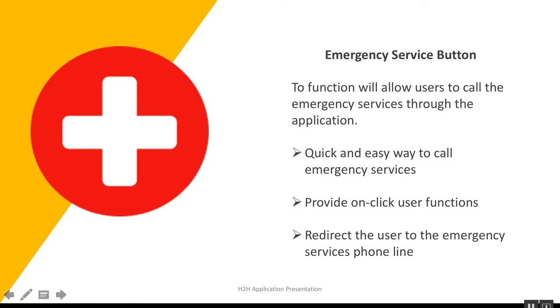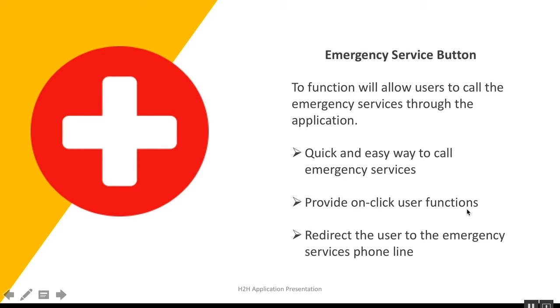I'm gonna talk about the emergency call button. It's basically an easy way to dial 999 in case of an emergency without having to go and close your app and dialing 999 manually in your dialer on your specific phone. Its function allows the user to call emergency services through the application. It's a quick and easy way to call emergency services without having to close your app.